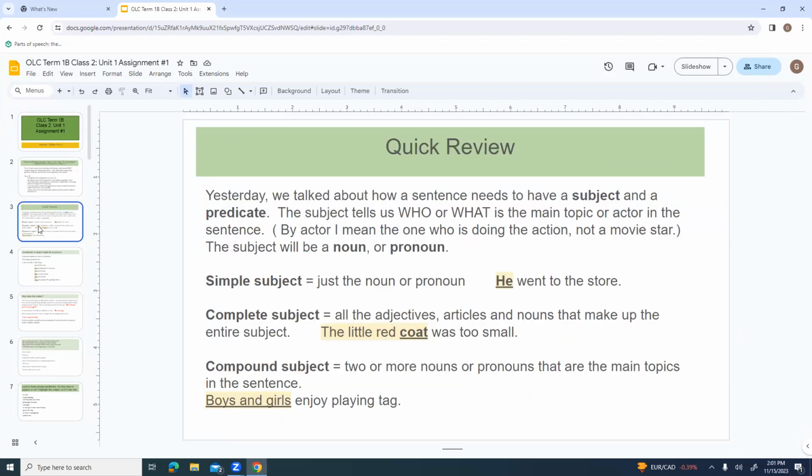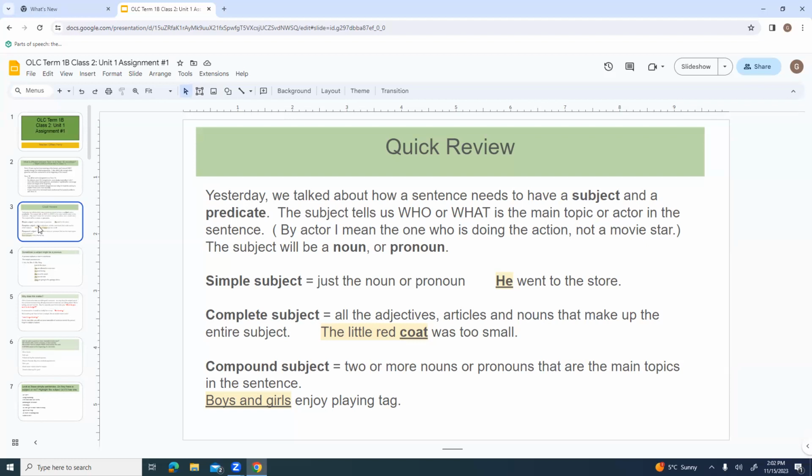Okay, so quick review. Yesterday we talked about how a sentence needs to have a subject and a predicate. The subject tells us who or what is the main topic or actor in the sentence. By actor, I mean the one who's doing the action, not a movie star. And the subject will be a noun or a pronoun. So a simple subject is just the noun or the pronoun, like "He went to the store." A complete subject is all the adjectives and articles and nouns that make up the whole subject, like "The little red coat was too small." All those words, the and little and red and coat, are part of the complete subject.